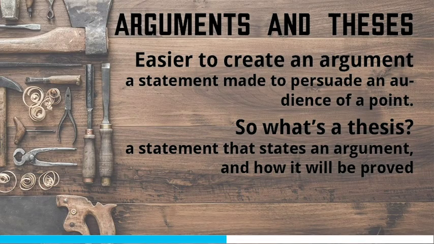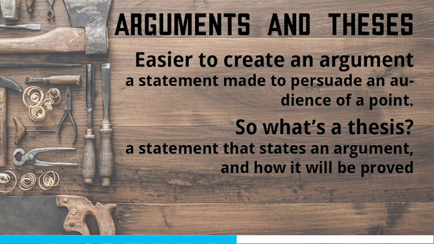When writing history, historians aim to convince their audience of the truth of the author's views. To do this, the writer must have a clear thesis. So, what is a thesis? It's important to note that a thesis is not an argument. An argument is a statement made to persuade an audience of a point. A thesis is made up of an argument as well as a statement of how the argument will be proven true.